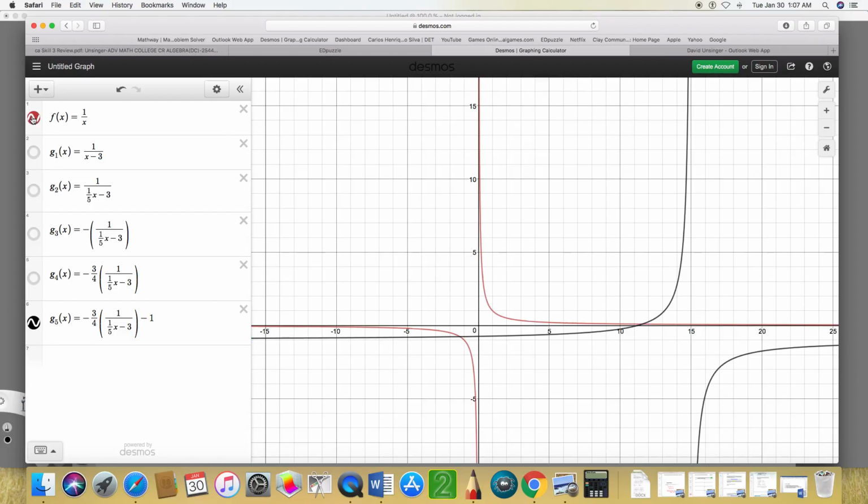So we started with this 1 over x. We went to the right. Then we did a horizontal stretch. Then we reflected that across the x-axis. Then we did a vertical shrink. And then we pushed it down 1 unit. And that's our final answer.